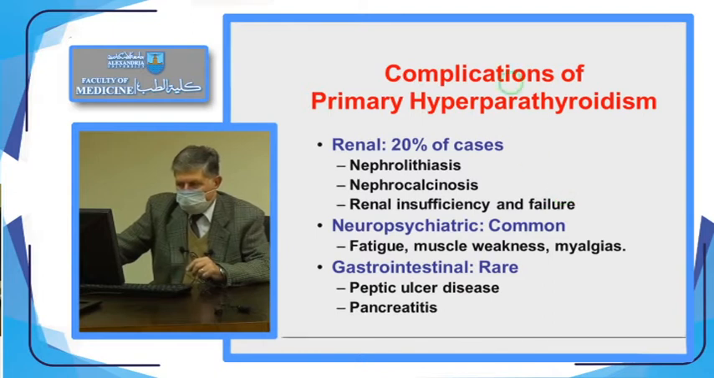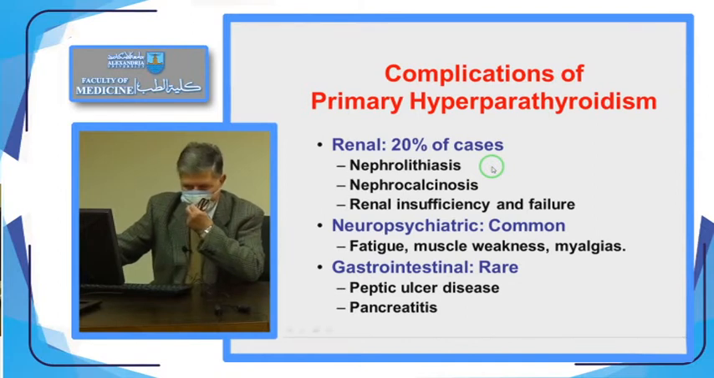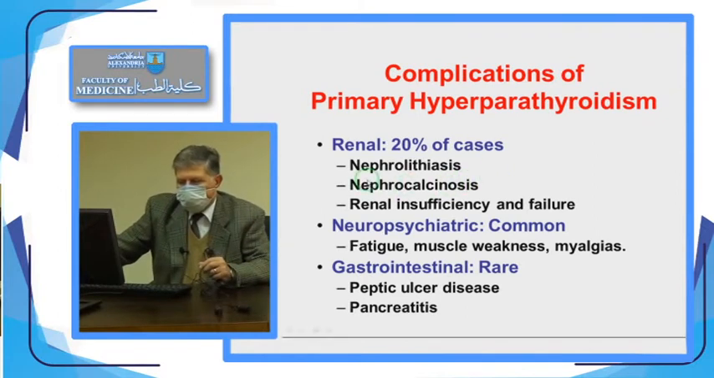The other complication of presentation, which occurs in 20%, is renal complication, as expected. As I told you, the PTH will stimulate the reabsorption of calcium from the renal tubules, and this will sometimes give you stones or calcification in the renal medulla, leading to renal failure. So remember, one of the causes of renal failure is primary hyperpara.